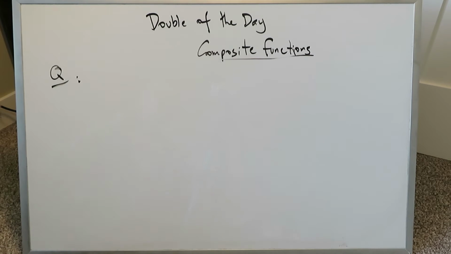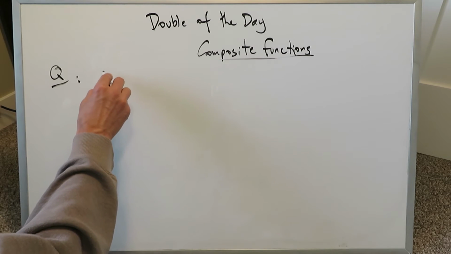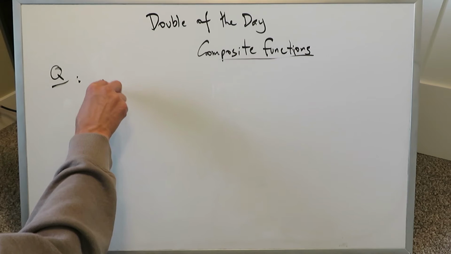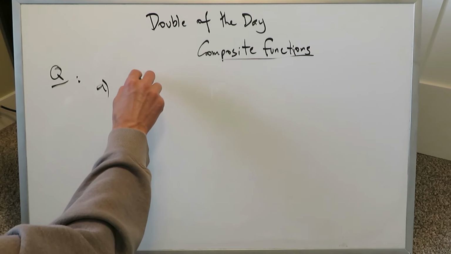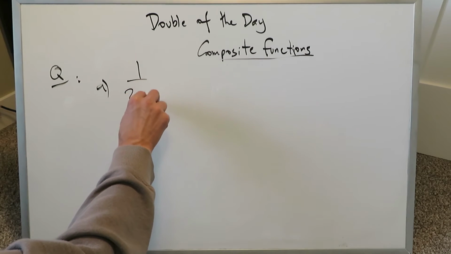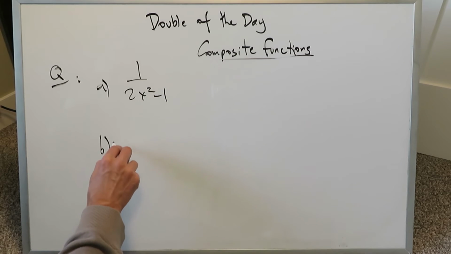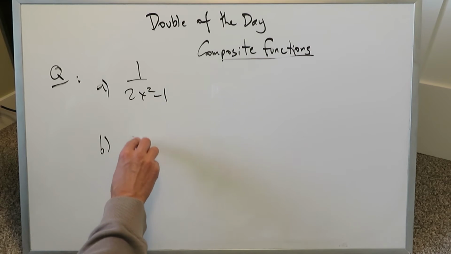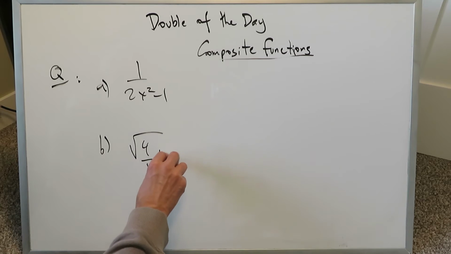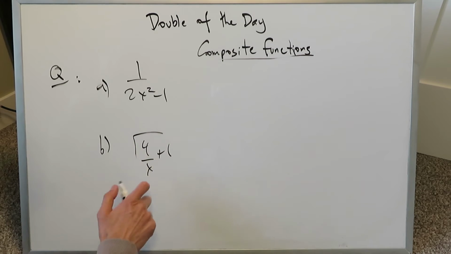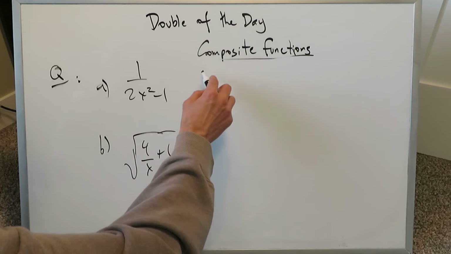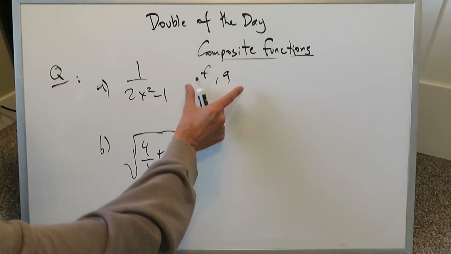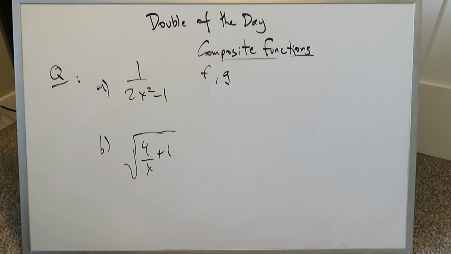With regards to composites, you should also be able to think backwards, that is, work backwards. If you are given a composite function, let's do two parts. You have one function which looks like this, 1 over 2x squared minus 1, and another function which looks like this, root of 4 over x plus 1. All of this is under the root. You are asked that a certain function is f and a certain function is g. Their composite yields this. What could the f and the g function be for both of these instances?